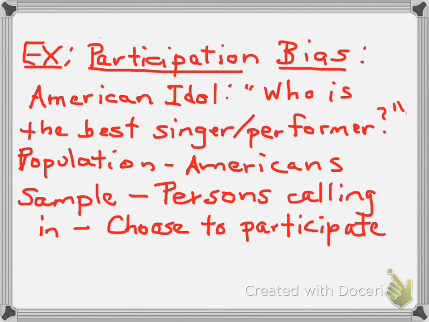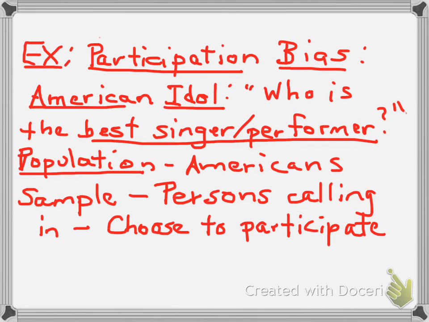A good example where participation bias would occur is on the show American Idol. What we're trying to determine is who is the best singer or performer on the show. So the population is the American citizens. The sample then are persons calling in. And the sample is composed of persons who choose to participate. So there is participation bias in this sample.